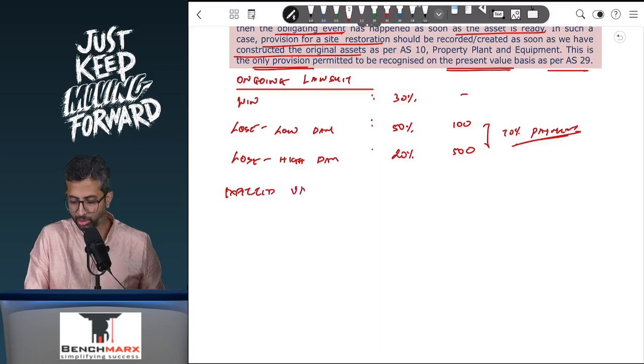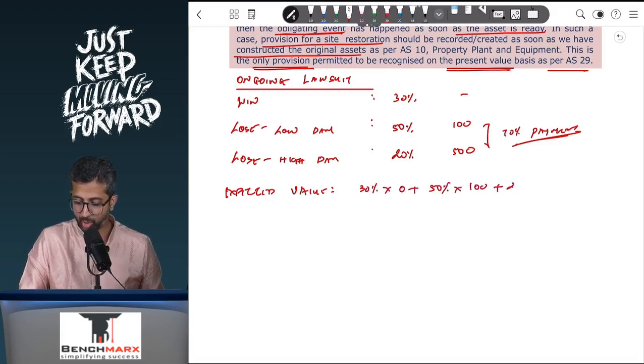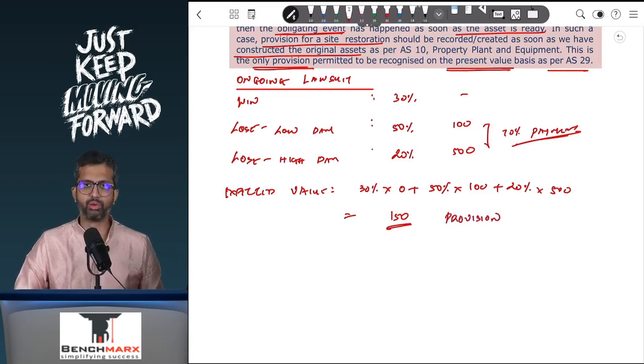In the expected value method, provision is to be created at the probability based weighted average, that is 30% chance to pay 0, 50% chance to pay 100, and 20% chance to pay 500. If I do a probability based working, I will end up getting, for example, 150. But what do I have to do with this 150, sir? I will have to give a provision. So for 150, I will have to give a provision. Are we clear with this?